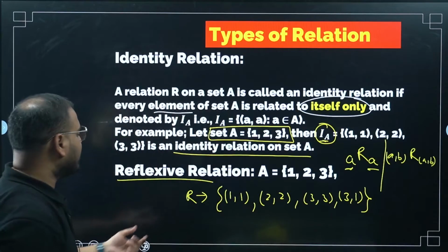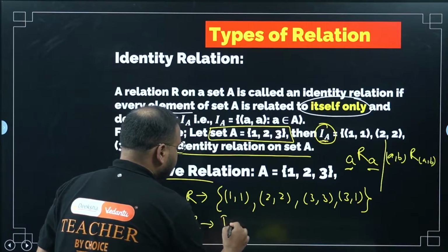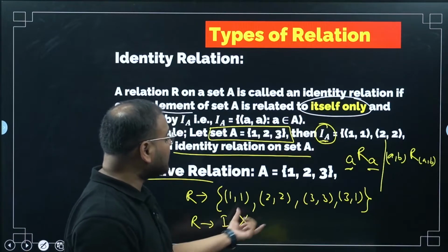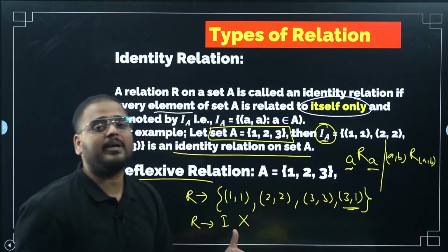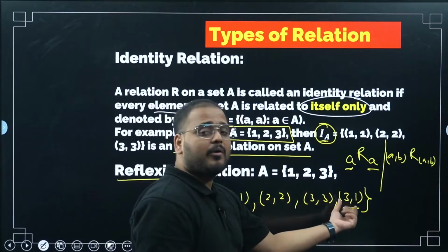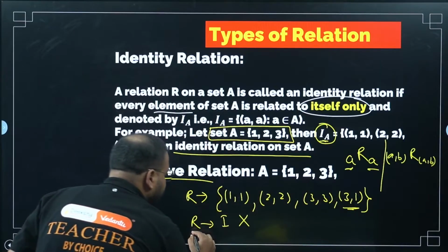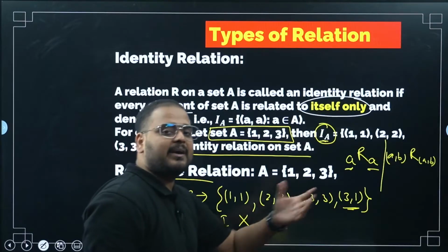Okay, now if I say, is this relation R an identity relation, the answer would be no, because an identity relation states that only itself should come. This other part, the extra part, it will not be able to accept. So 3 comma 1 it cannot take. But in case of a reflexive relation, even the extra part can come.